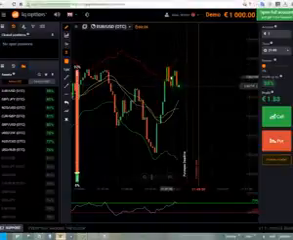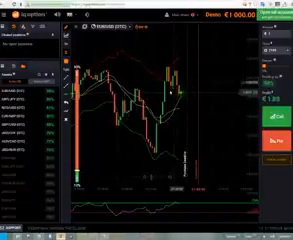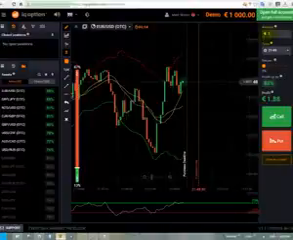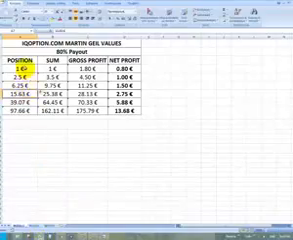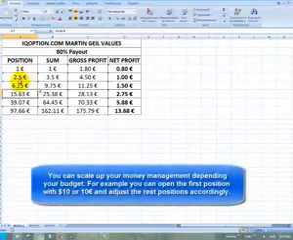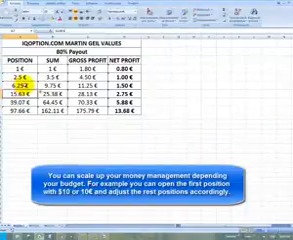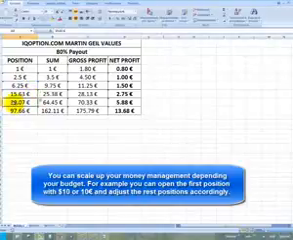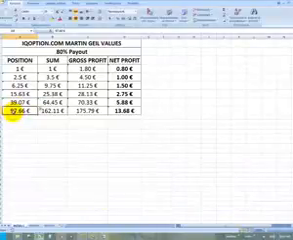So let us see it in action. Now we will wait for the right moment in order to take the first position of €1. As we said before, the first position is €1, the second position is €2.5, the third position is €6.25, the fourth position €15.63, the fifth position €39.07, and the sixth position is €97.66.